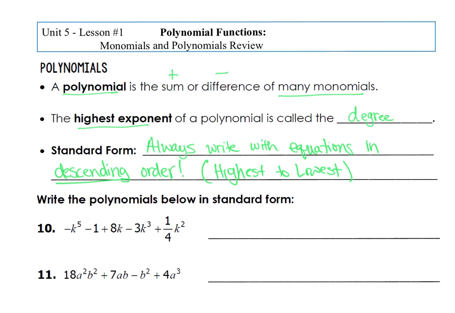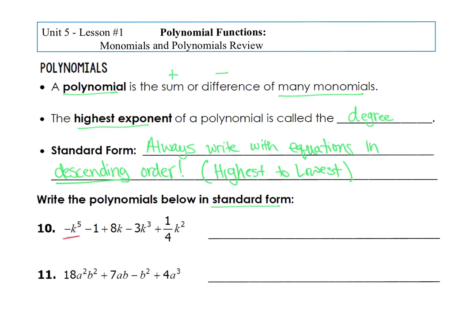All right, what we're doing on these next few examples, 10 through 12, is writing the polynomial that's given. It's all mixed up right now, and we need to put it into standard form. So we have to look at negative k to the fifth minus 1 plus 8k minus 3k cubed plus 1/4 k squared. We have to put this in the right order, which is called standard form.